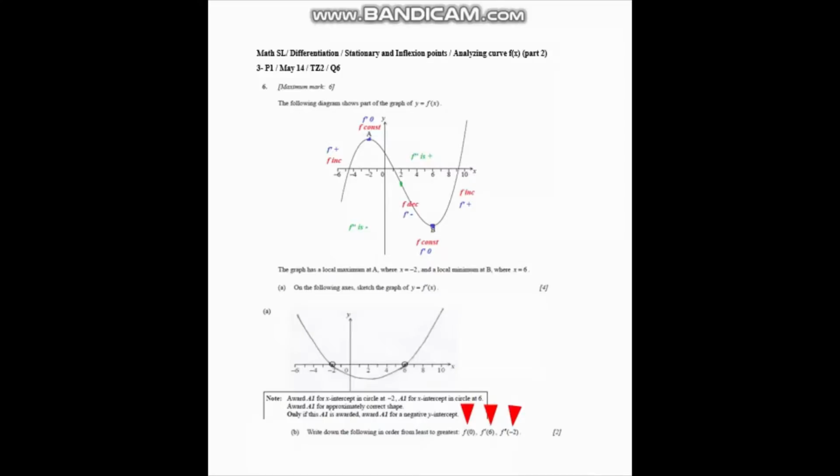Take a look. So the order shall be f double dash of negative 2 less than f dash of 6 less than f of 0. This is not 0, this is obviously f of 0, forgive the mistake. And this is my final answer.